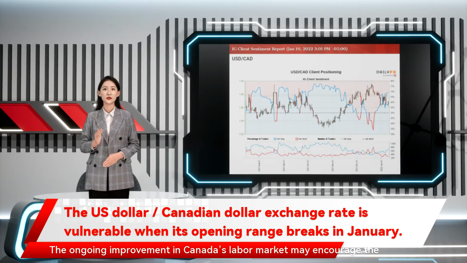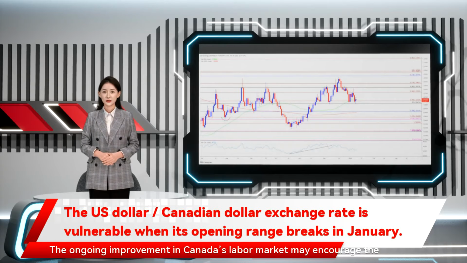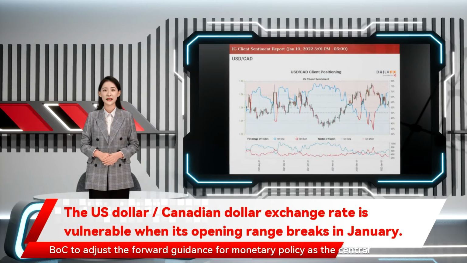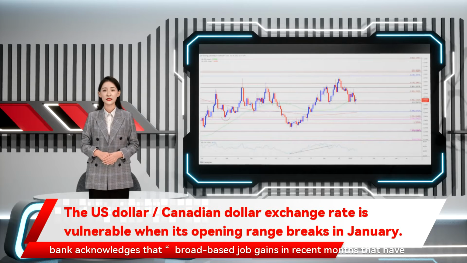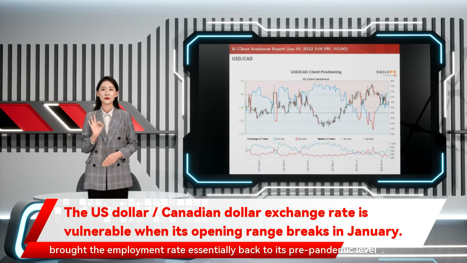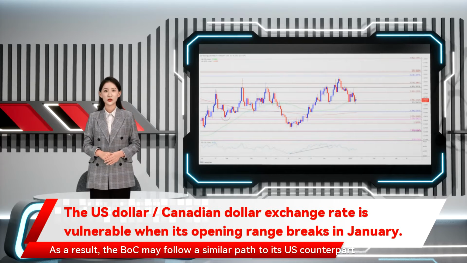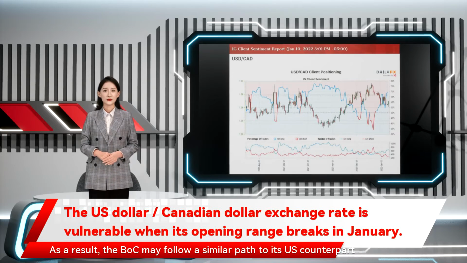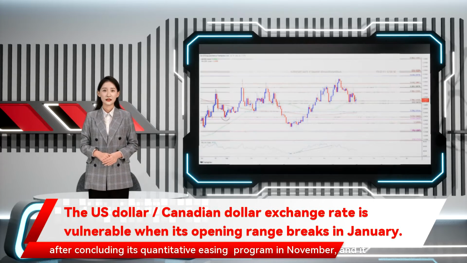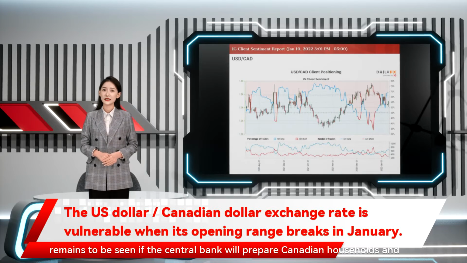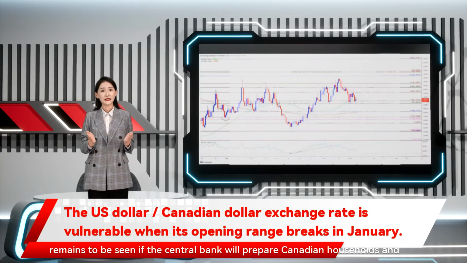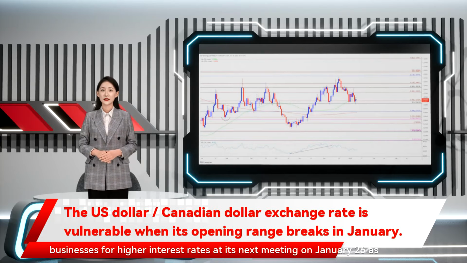The ongoing improvement in Canada's labor market may encourage the BOC to adjust the forward guidance for monetary policy, as the central bank acknowledges that broad-based job gains in recent months have brought the employment rate essentially back to its pre-pandemic level. As a result, the BOC may follow a similar path to its US counterpart after concluding its quantitative easing program in November, and it remains to be seen if the central bank will prepare Canadian households and businesses for higher interest rates.